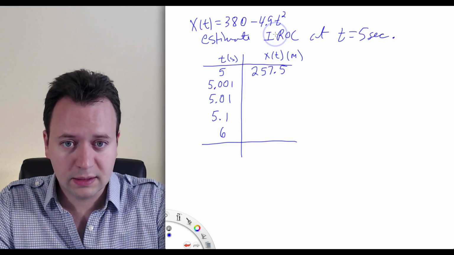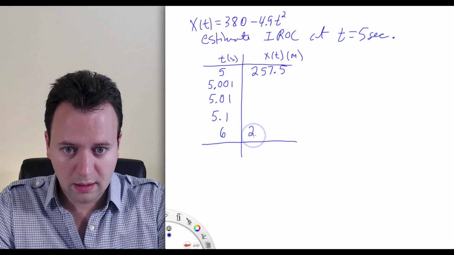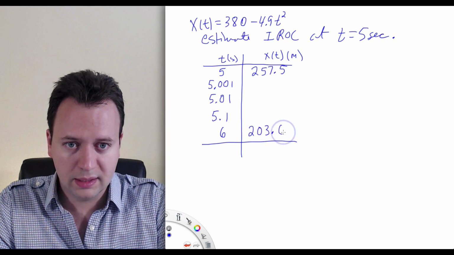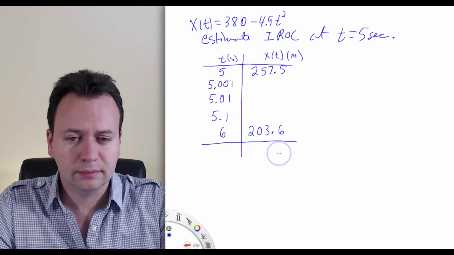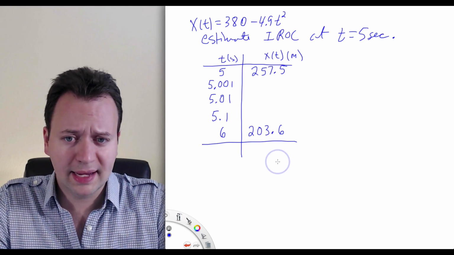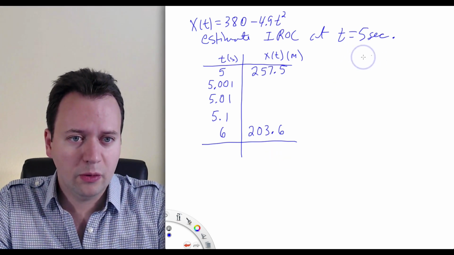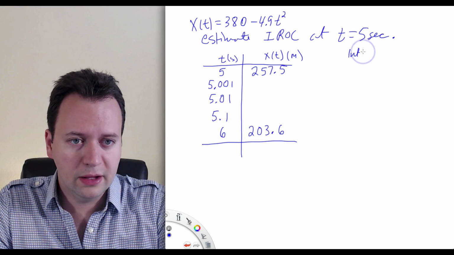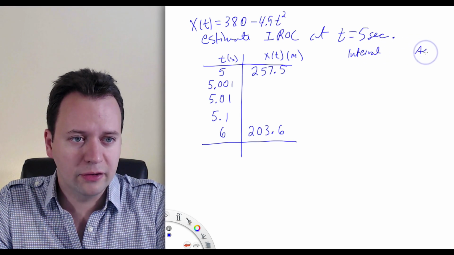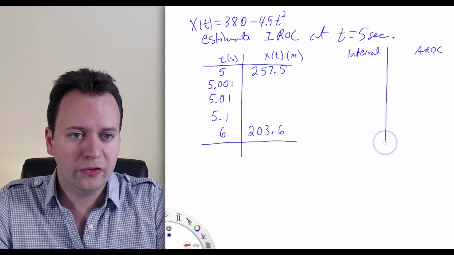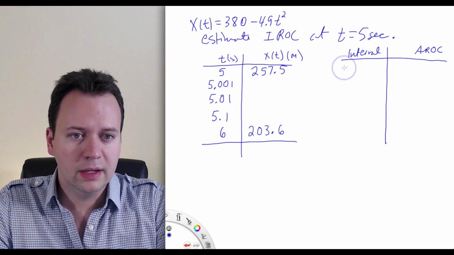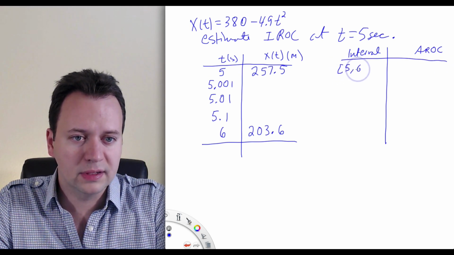At 6 seconds, we are at a height of 203.6 meters. So as I do this, let me make a second table, and this table will be an interval and then the average rate of change. So the first interval I want to include is the interval from 5 to 6.